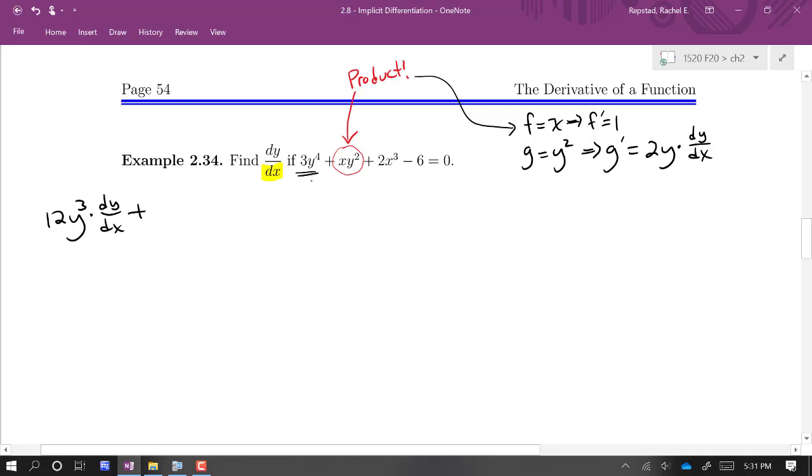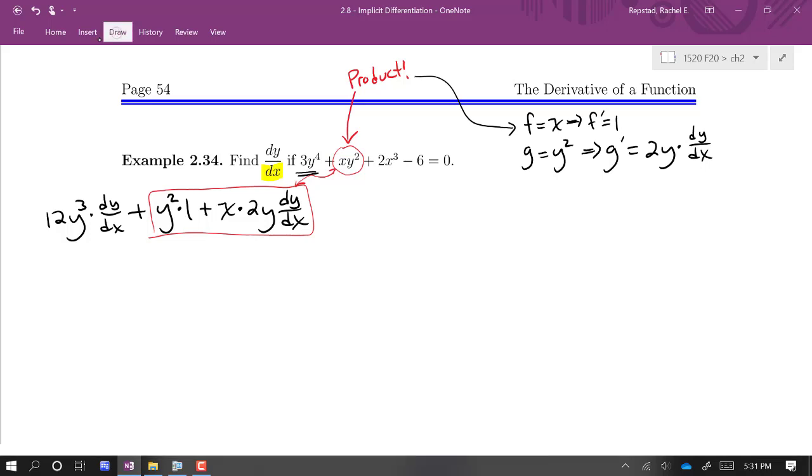Plus, here's where I'm going to have the product rule. So, g times f prime is y squared times 1. F times g prime is x times 2y dy/dx. So this is that product rule. Next term, 2x cubed, has a derivative of 6x squared. 6 is a constant, so that goes to 0. On the other side, 0 is a constant, so that goes to 0.